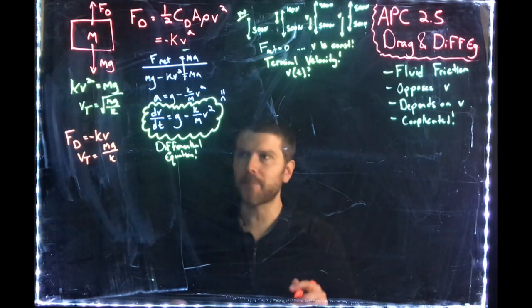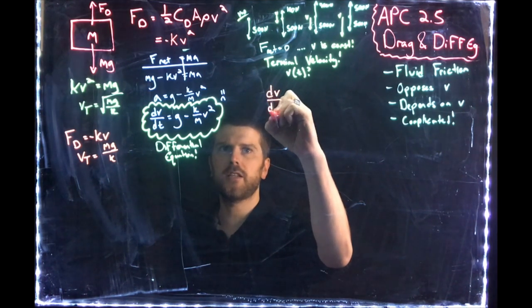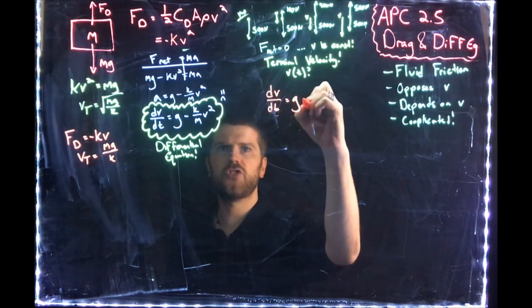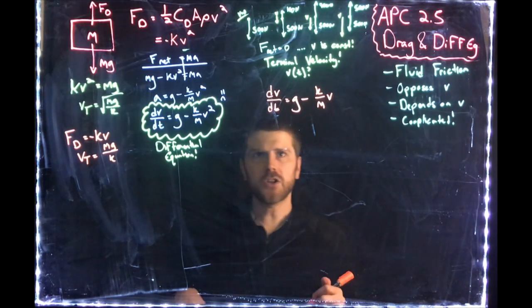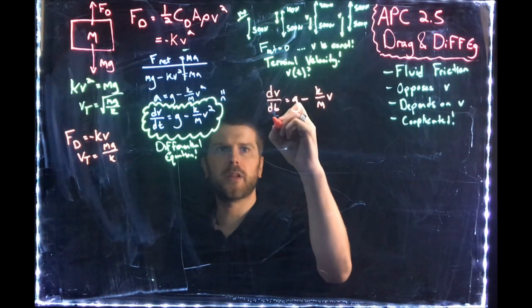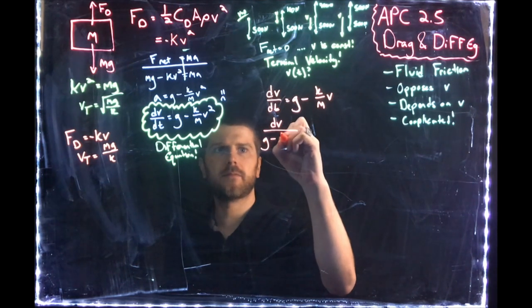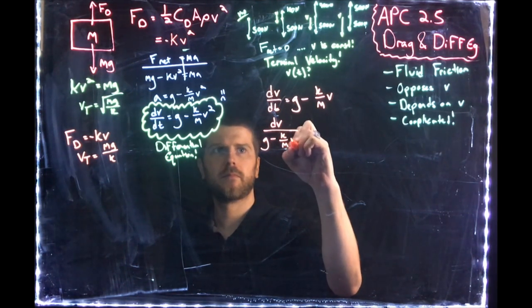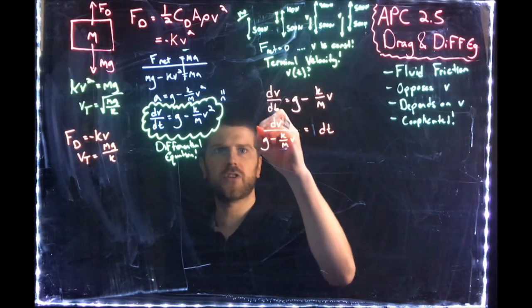If you go ahead and set up that differential equation, you get something that looks very similar. dv over dt equals g minus k over m times v. So here we want to do our separable thing. So we're going to end up with dv over all of this jazz equals dt. And now we're going to integrate both sides.